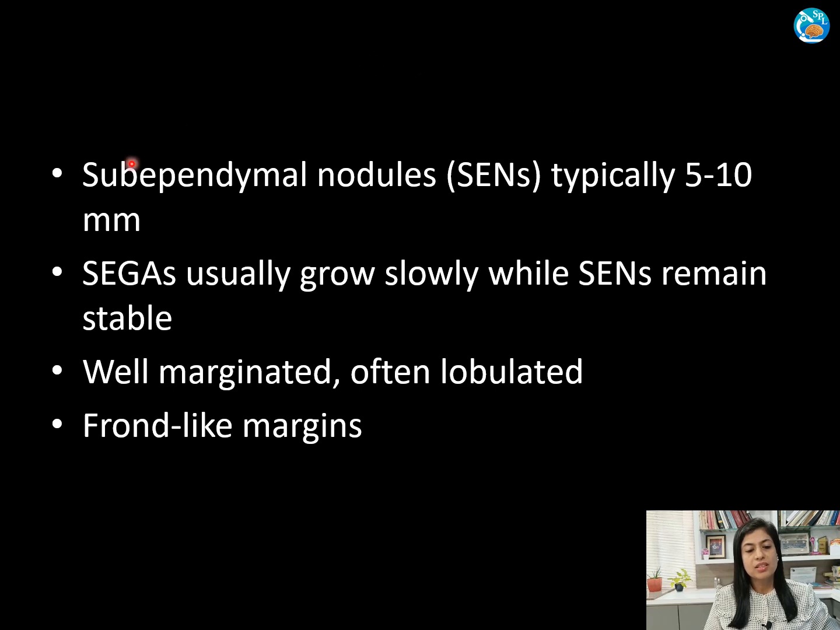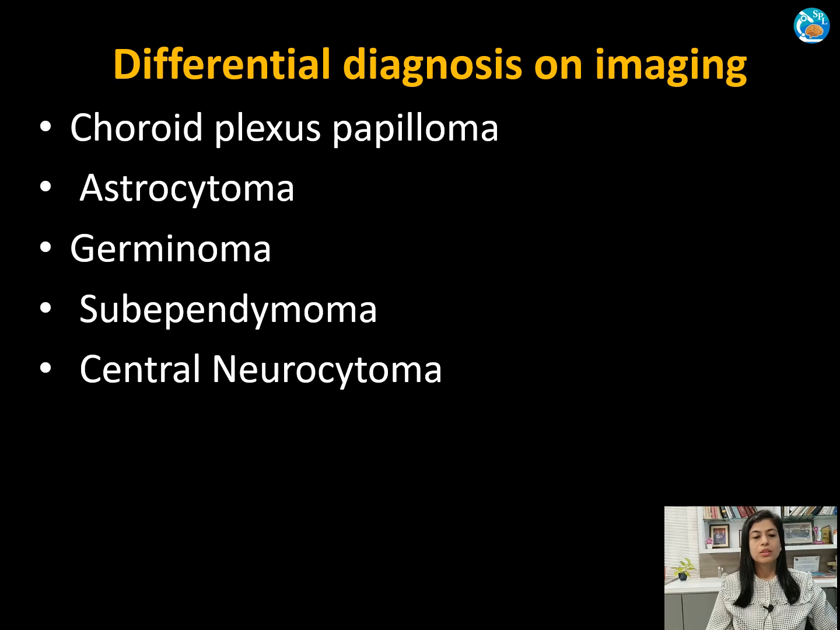Let us know a little about SENs. These are typically 5 to 10 mm in size. SEGAs usually grow slowly while SENs remain stable. Morphologically, these are well marginated, often lobulated, and have frond-like margins.